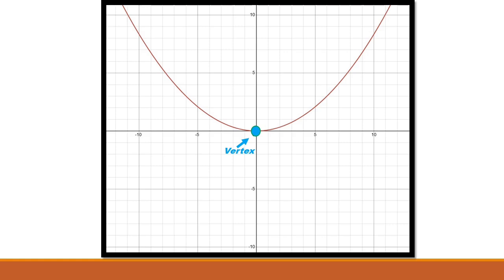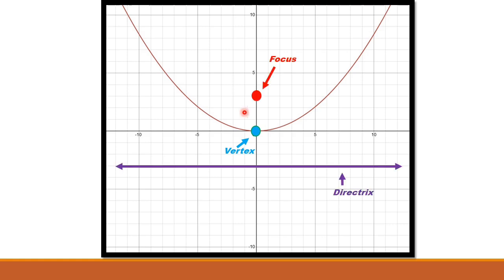This is the vertex. Vertex is the midpoint between focus and the directrix. Focus is the fixed point, which is always inside the parabola, while directrix is the fixed line, and it is always outside the parabola.